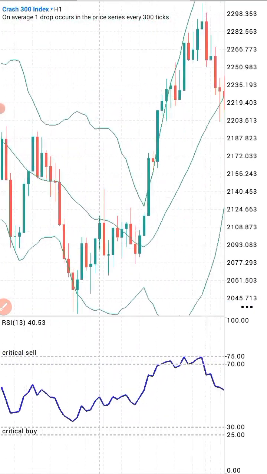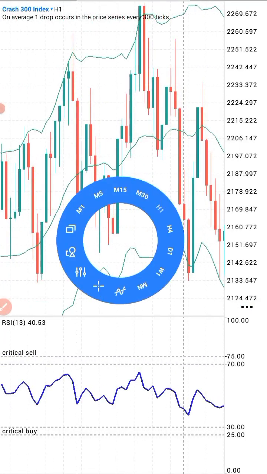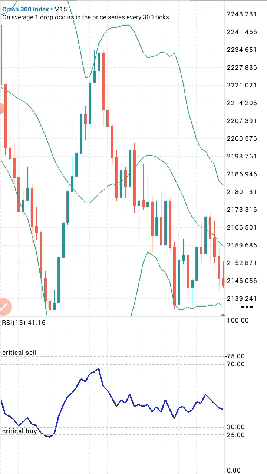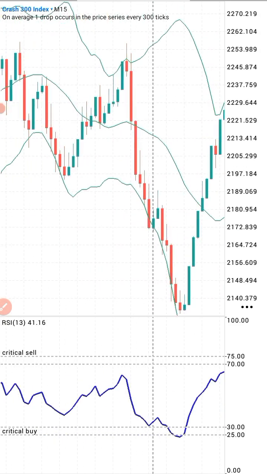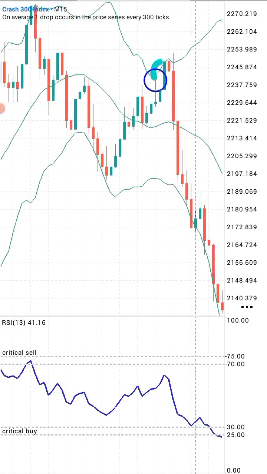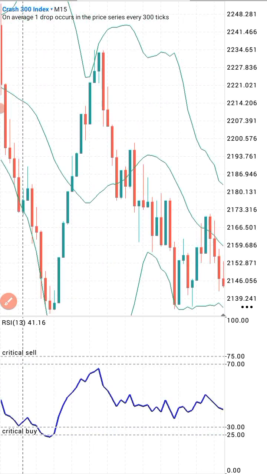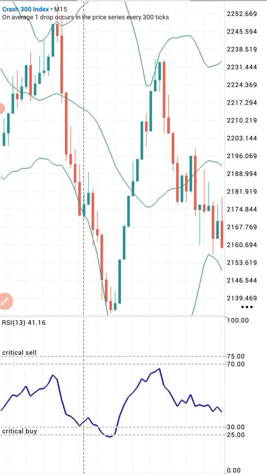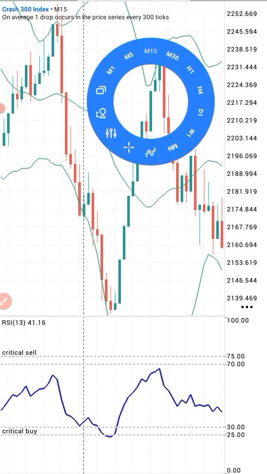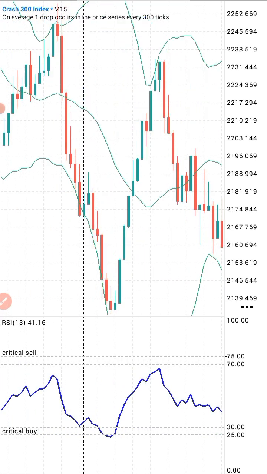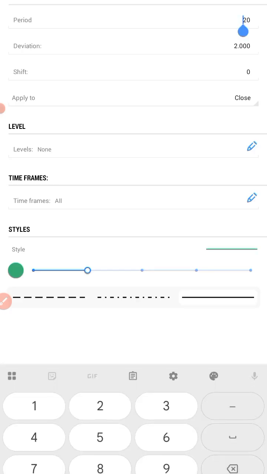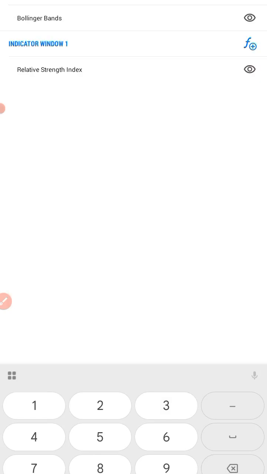Now let's go to the 15 minutes time frame. You discover that the upper band and the lower band serve as boundaries, but these boundaries are not actually perfect. For us to get a perfect boundary, we want to modify this. We're going to modify the settings of our Bollinger Band to 30, 30, and click save.